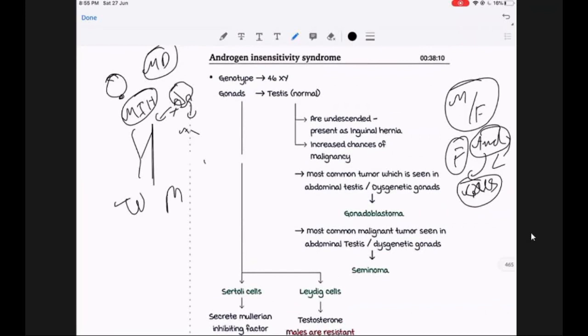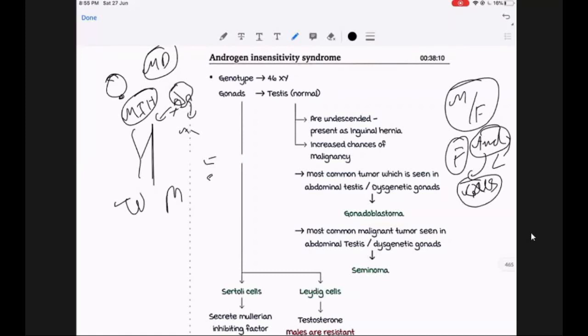Because of this, your testis is not coming down. Where is your testis? It is not coming down. Where is your testis? It is your abdominal organ. Now, since it is your abdominal organ, you have a person who has external genitalia that looks like a female, and on top of that, let's say in 16 years or something like that, now you deliver it.